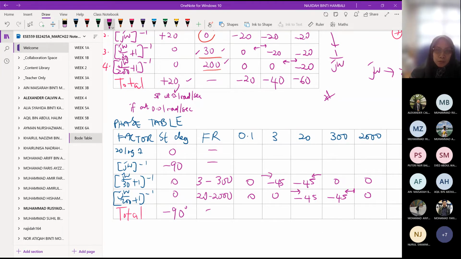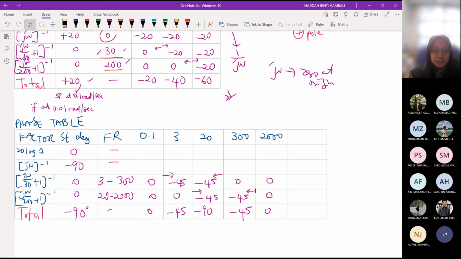Then you can total up your slope for each frequency range for the phase table: 0, negative 45, negative 90, negative 45, 0. This one, you calculate in your head for every column. Be careful. Some students calculate wrongly, and their whole plot is ruined. The starting point is correct, the slope is correct, the current frequency and frequency range are all correct, but because the total calculation below, the final row, is wrong, your plot sketching is completely wrong. Okay, be careful. The last column, I want you to fill in.